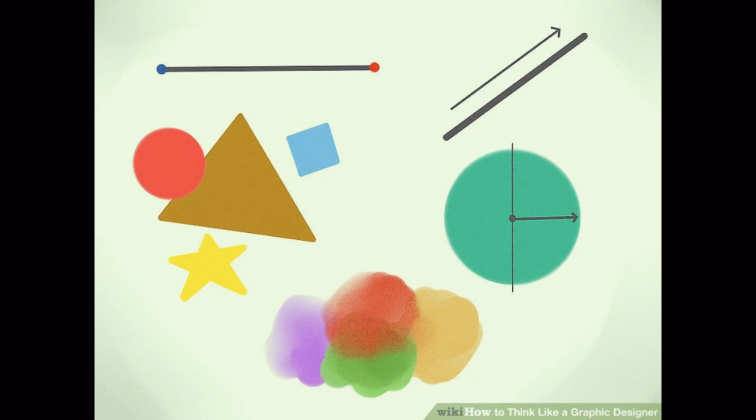Texture is the surface quality of a shape. Common textures include rough and smooth, among others. Color refers to the way that light is absorbed and reflected off an object. Color is further broken down into hue, names like red and yellow, value, like light versus dark, and intensity, or brightness.